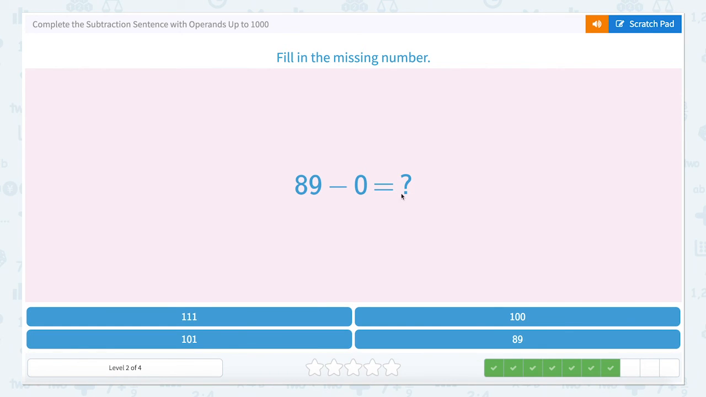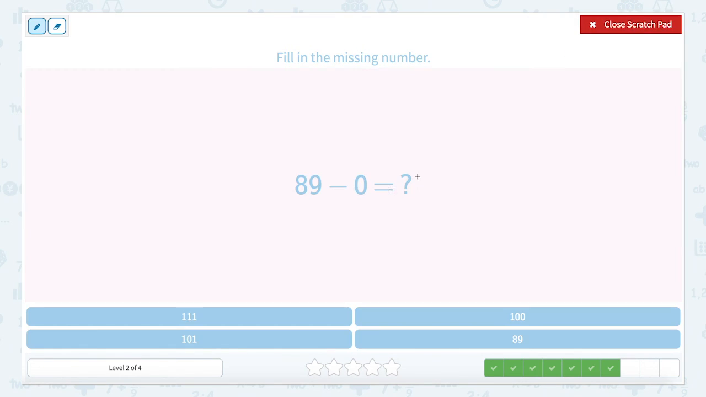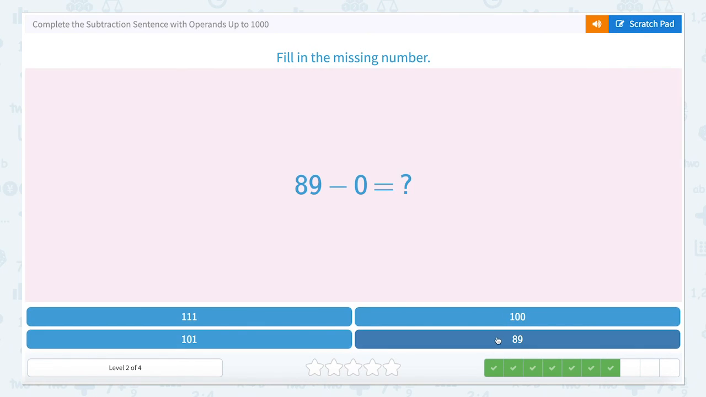At this point, I think we've gotten a little familiar with it, and this one seems pretty easy because we're actually taking away nothing. So taking away 0 here would give us 89 take away nothing. Well, we're still going to have 89. So let's double check that that is down here. It is. That's right.